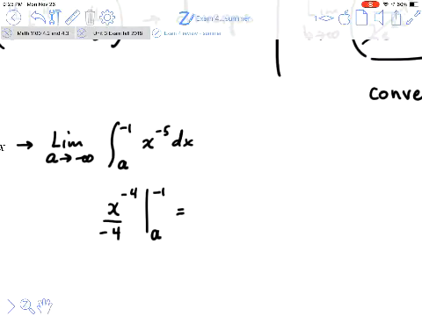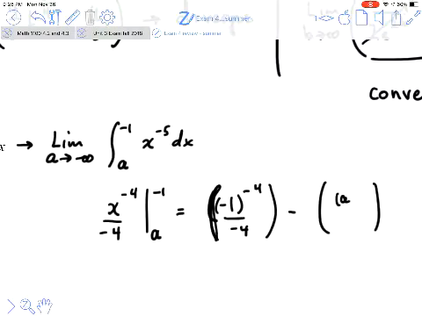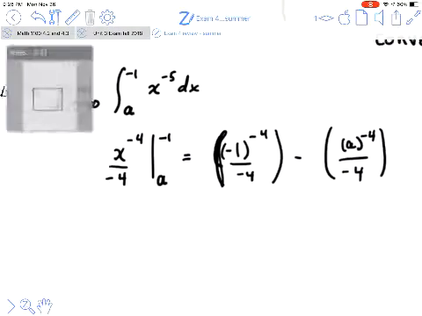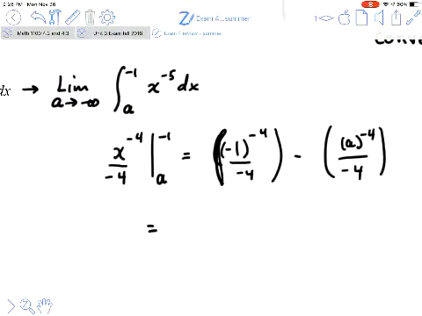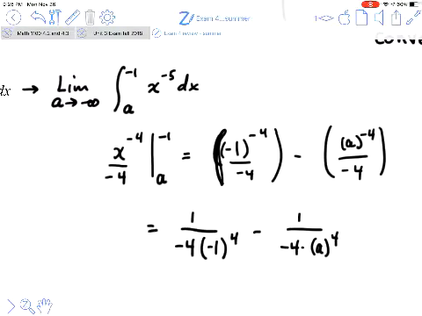So the upper bound becomes negative 1 to the negative 4 over negative 4. And then we subtract at the lower bound a to the negative 4 over negative 4. Now, with negative 1 to the negative 4, we don't like to have negative exponents, so I'm going to move that down to the denominator. So that becomes 1 over negative 4 times negative 1 to the positive 4, minus, same thing, 1 over negative 4 times a to the positive 4.